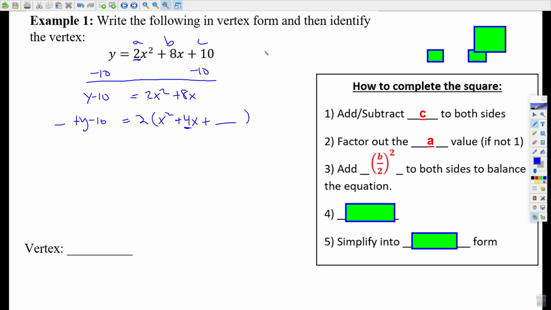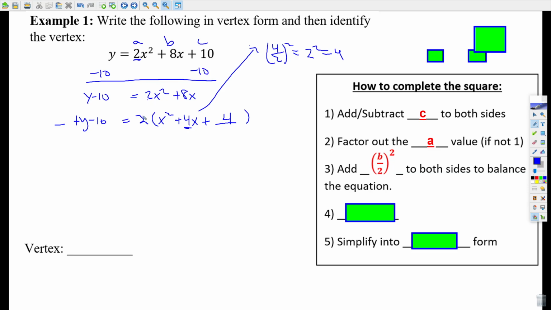So we're going to go off to the side and use 4, divide by 2, and square it. That gives you 2 squared, which is 4. So we're going to add 4 here. The second thing that's actually new about this is that we're not going to add 4 over here. Because when we put 4 in here, inside the set of parentheses, what did we actually add to that side? It was not 4.